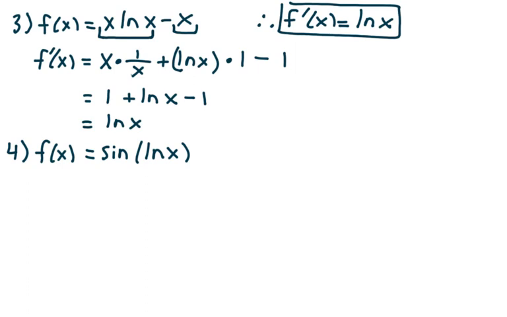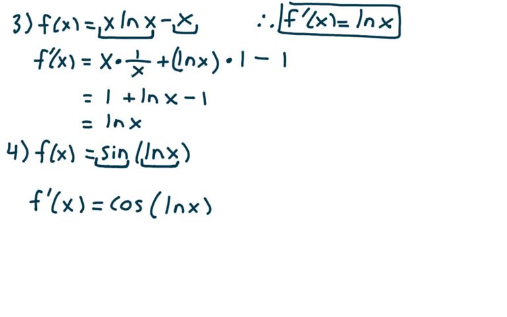And that's example 3. Now, this is a classic chain rule problem, example 4. If f of x is sine of the natural log of x, notice the outside function is the sine function. The inside function is natural log of x. So when I want f prime of x, I'm going to get cosine of natural log of x.